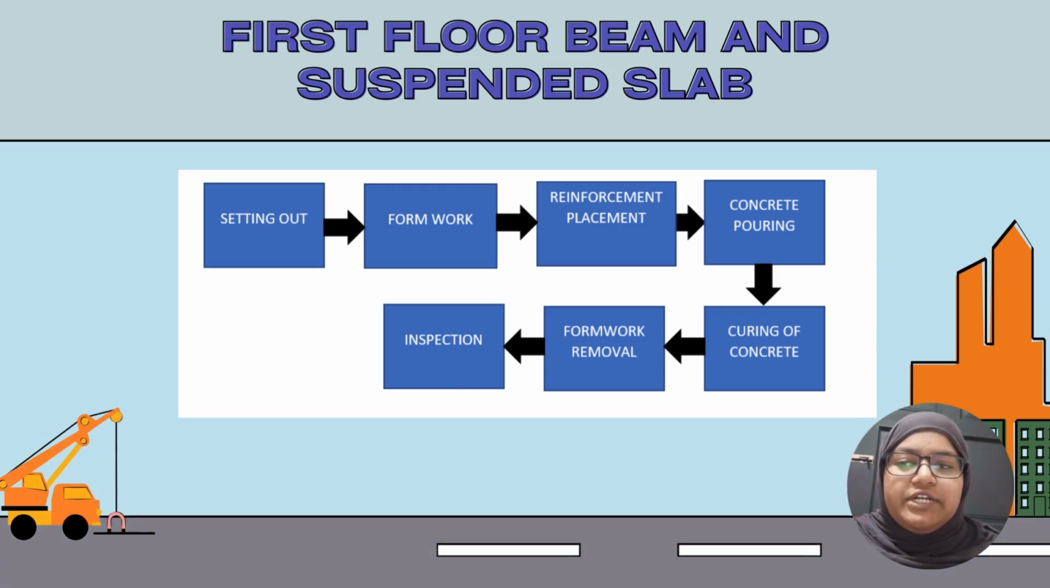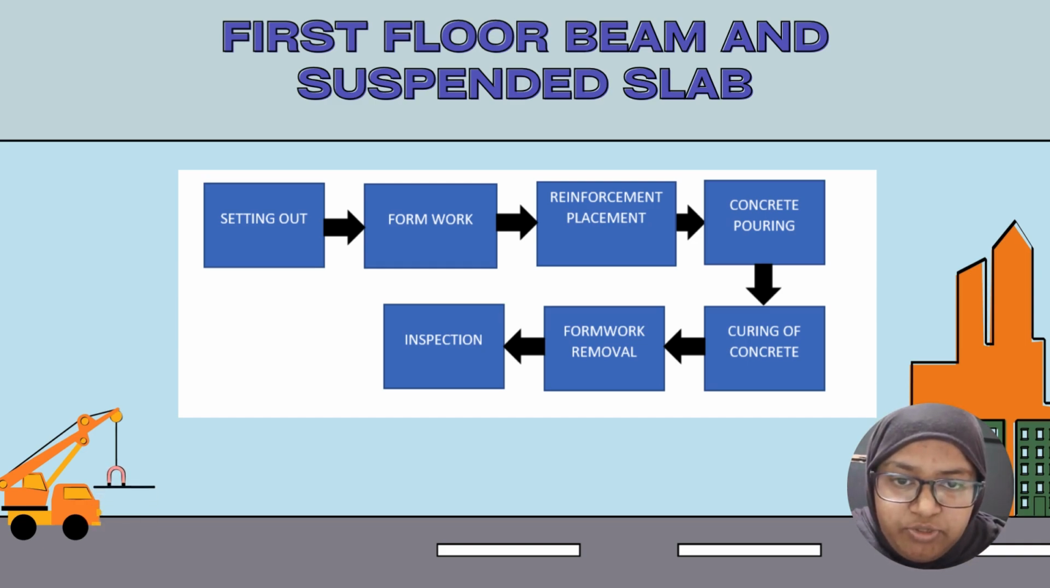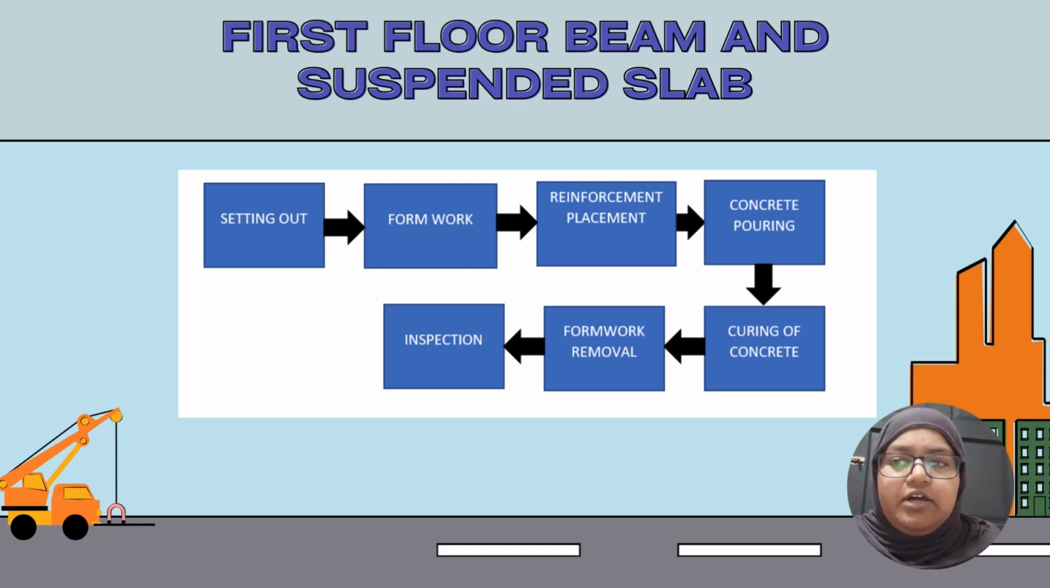For the construction method for the first floor beam and slab, we have setting out, formwork, reinforcement placement, concrete pouring, curing of concrete, formwork removal, and the last one is inspection. For setting out, a site inspection needs to be done to ensure the site is clear of any debris that may come from the ground floor construction.